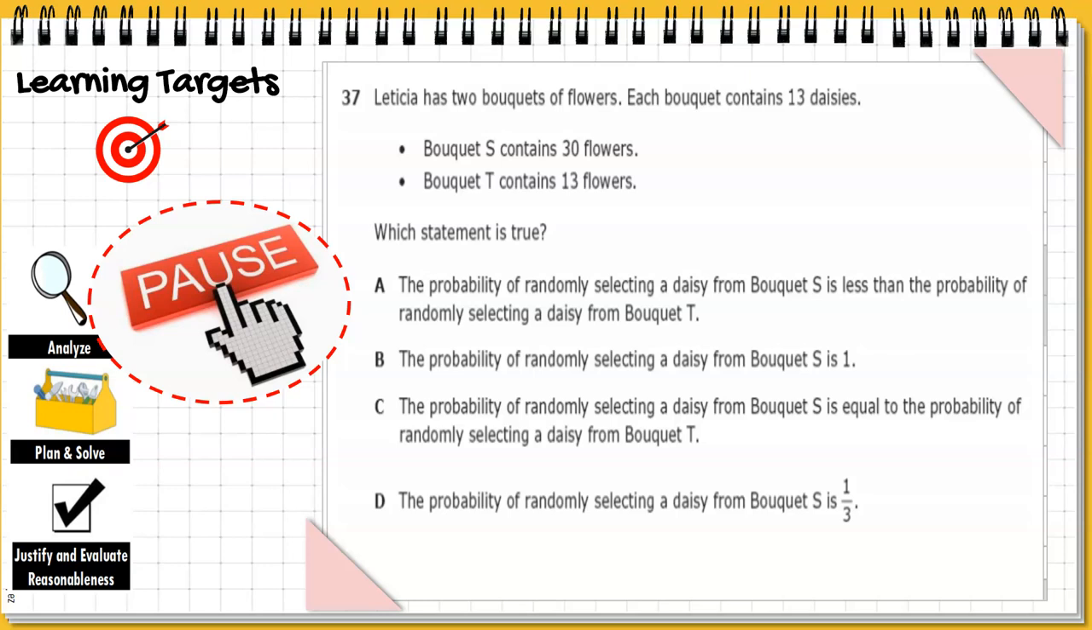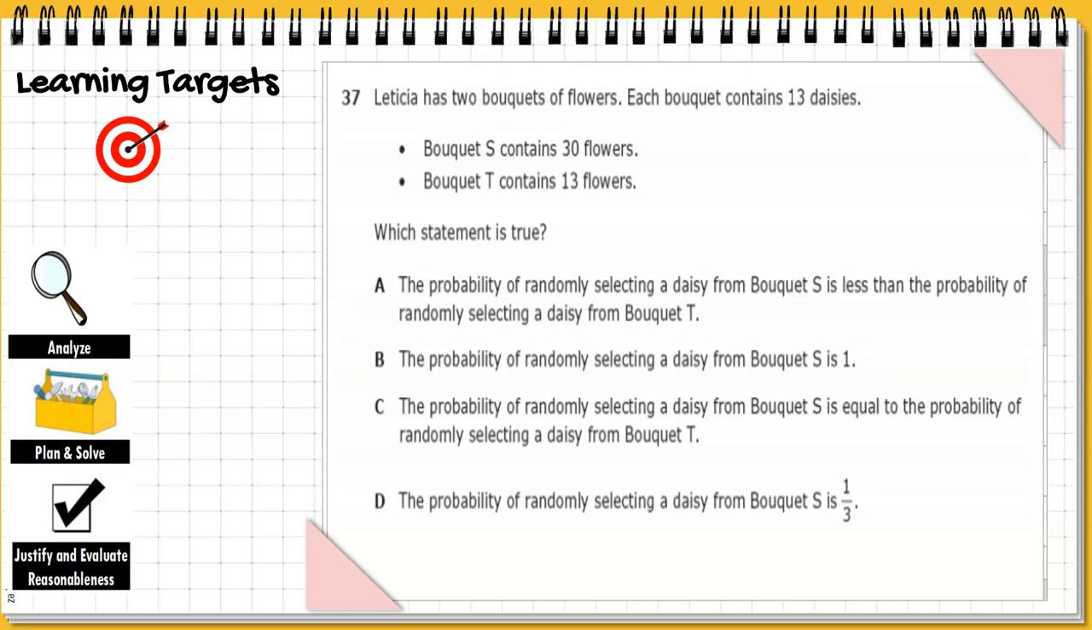All right, I hope you truly paused it because here we go. The first thing in our problem-solving process is to analyze. So we're going to start by analyzing this problem. Leticia has 2 bouquets of flowers. Each bouquet contains 13 daisies. Bouquet S contains 30 flowers. Bouquet T contains 13 flowers.